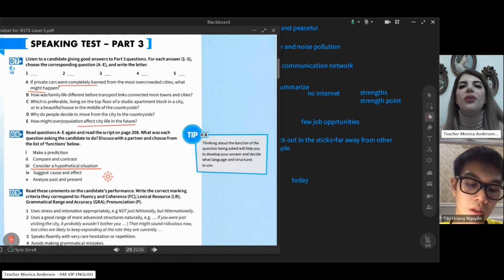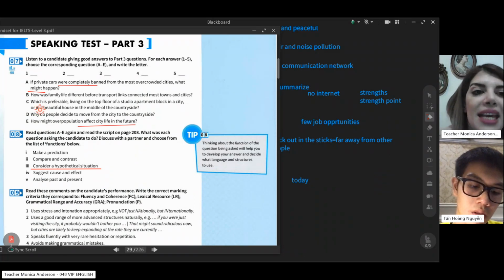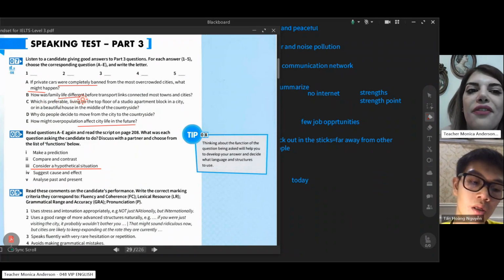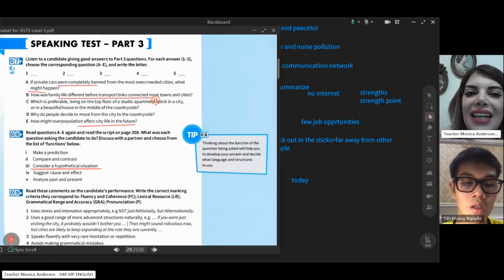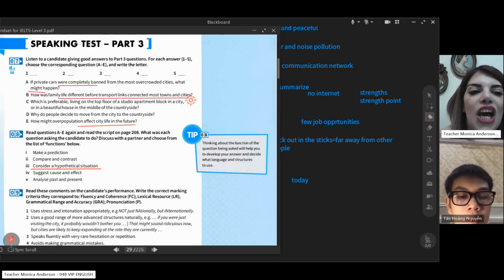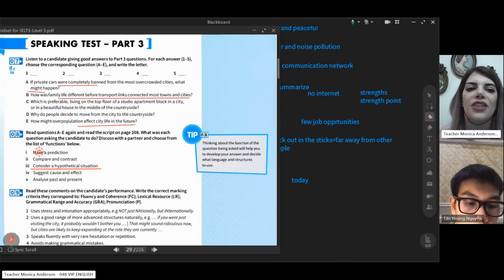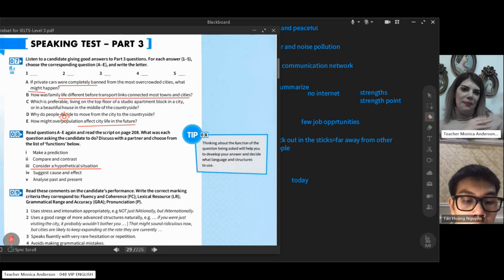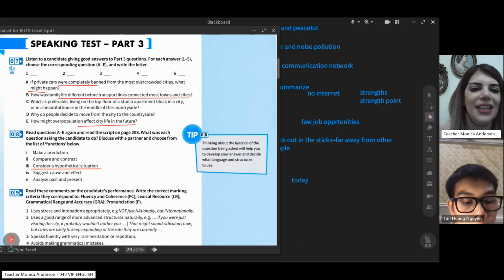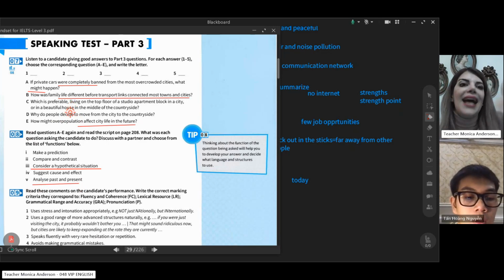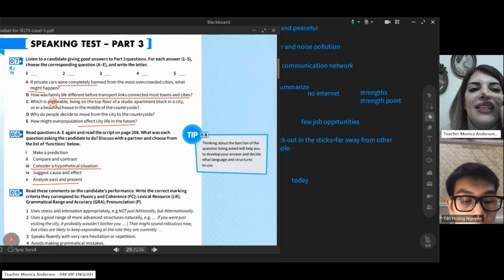So B: how was family different before transport links connected most towns and cities? Okay, now before and now, of course, we have public transport. So this is analysis of past, before, and present. How was family in the past compared to the present? So something like analysis of past and present.